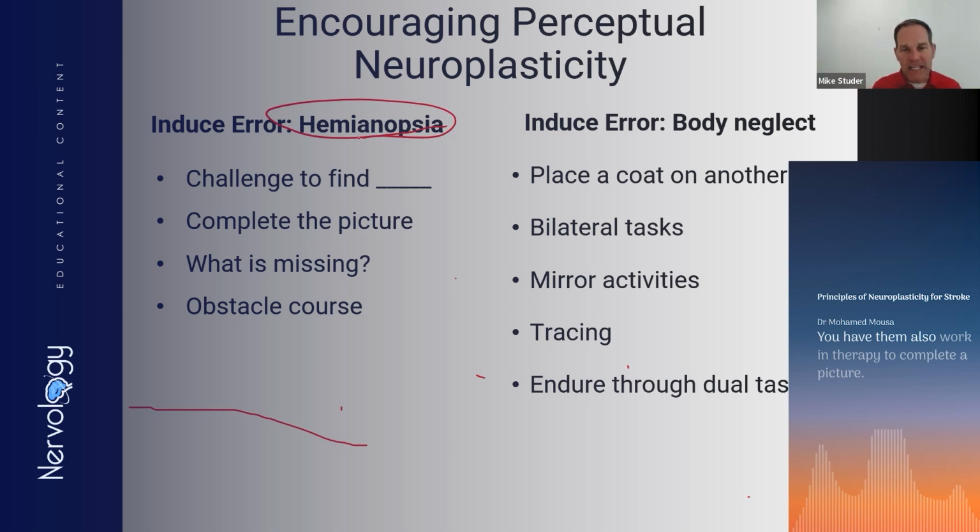You have them also work in therapy to complete a picture. Maybe it's a picture that they're familiar with, and maybe they're putting puzzle pieces in, or they're drawing, or they have to describe that picture, and the essential elements are on their left. They have to maybe sometimes tell you what's missing in a very famous building or a picture, and they in fact are describing what is missing that's on the left.